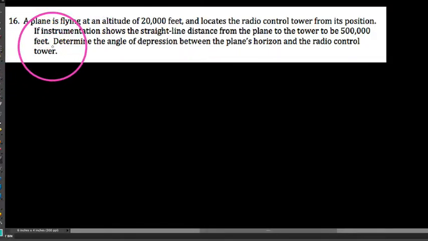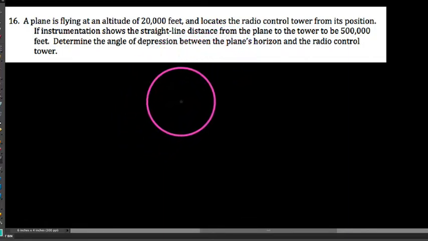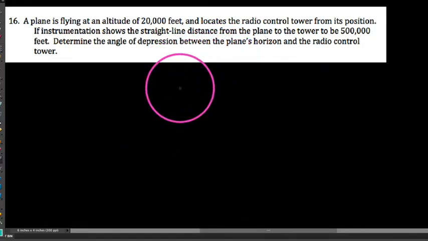It's kind of nice to review angles of elevation and depression, how we set that up. But basically, let's go ahead and read through this and talk about how we can use an inverse trig function to our benefit to find an angle. So a plane is flying at an altitude of 20,000 feet and locates a radio control tower from its position. If instrumentation shows the straight line distance from the plane to the tower is 500,000 feet, I want to determine the angle of depression between the plane's horizon and the radio control tower.